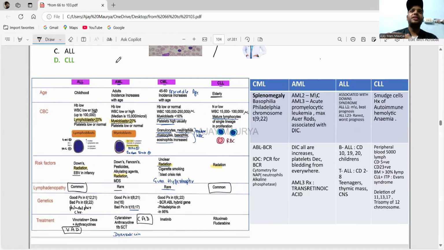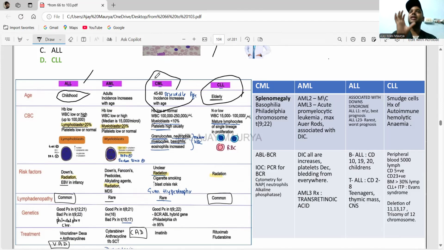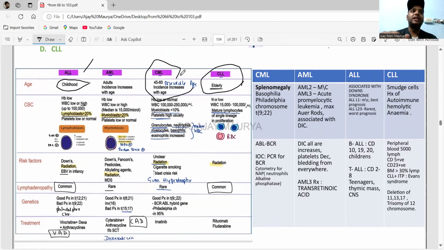And remember, by seeing the age, you have to mark the answer. If they mention a child, 10 years or 15 years old, then you mark the answer as ALL, the most common in children. In middle age, 40 to 45 or 60, mark the answer as CML. In an elderly patient, CLL. Just try to see the age given in the question.